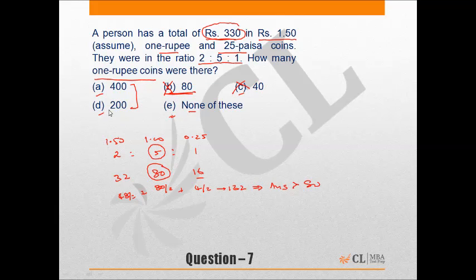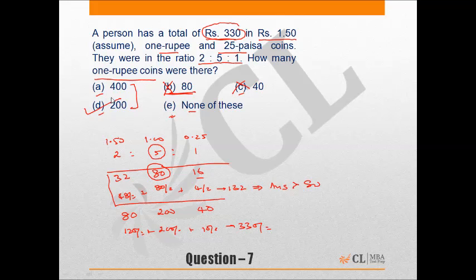Next, check for 200. If we say that there are 200 coins of 1 rupee, then the number of coins of 25 paisa will be 1/5, which is 40, and the number of coins of 1 rupee 50 paisa will be 80. So 80 into 1.5 means 120 rupees. This is 200 rupees, and 40 into 0.25 is 10 rupees. This adds up to 320 plus 10, 330 rupees. So the correct answer is choice D.